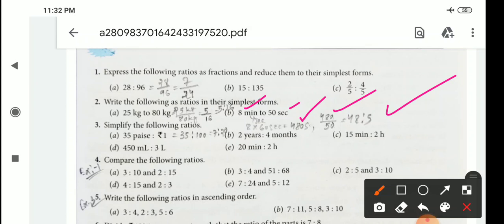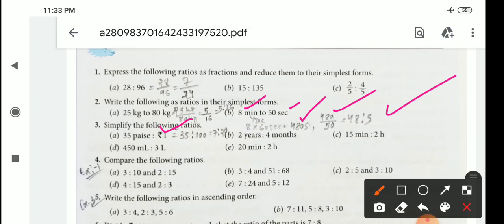Then 3 number. Simplify the following ratios. 35 paisa is to 1 rupee. Here rupee means, children, 100 paisa. So 35 is to 100. Like this you complete 3 number. Okay. Then 4 number, compare the following ratios.